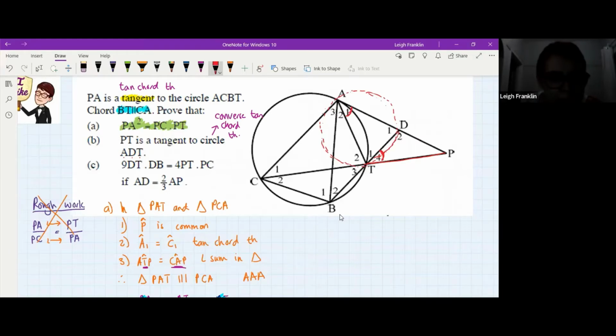All right, so that means we are proving angle T4 is equal to angle A1. Now, if you recall from the previous question, what is A1 already equal to? To C1. C1, absolutely. Remember, we did it over here. Okay, so tan chord theorem. So we know that A1 is equal to C1.